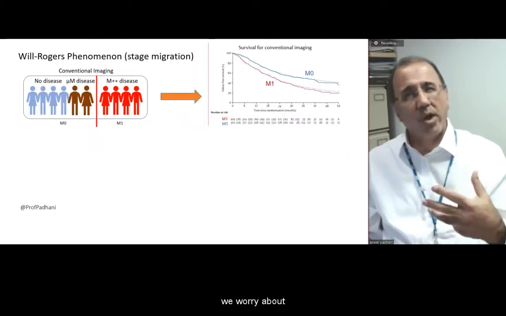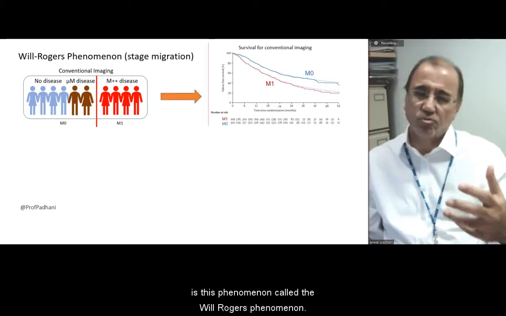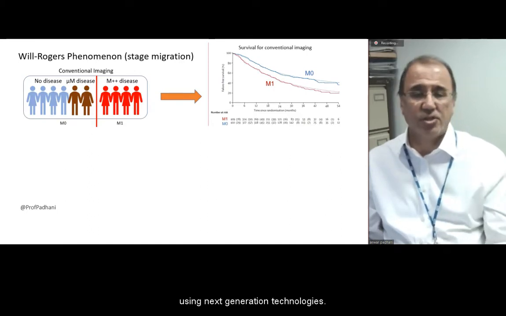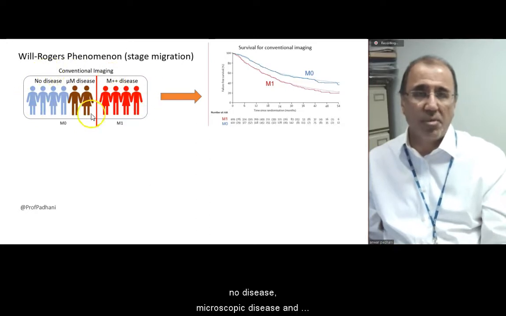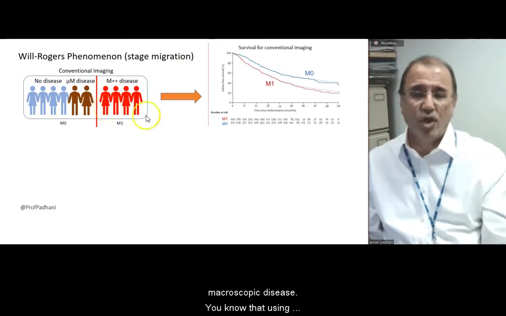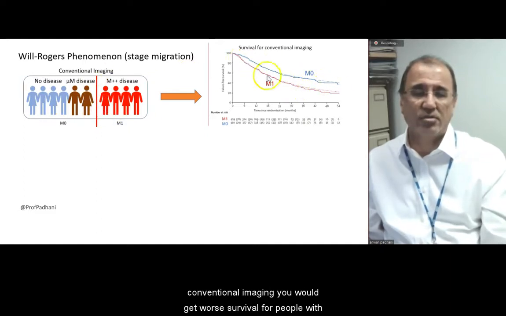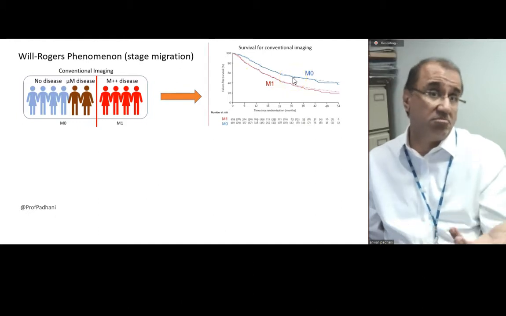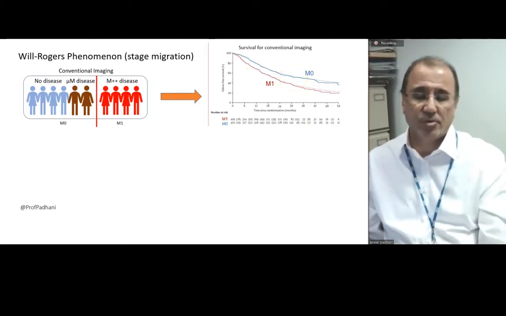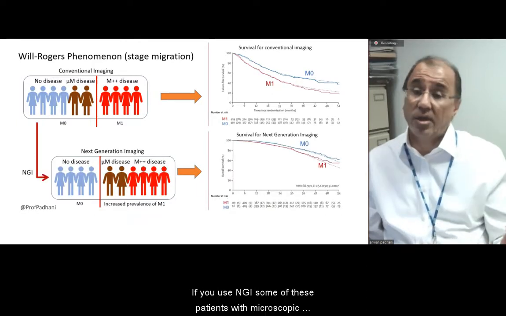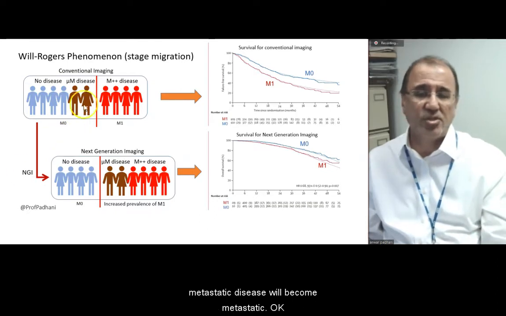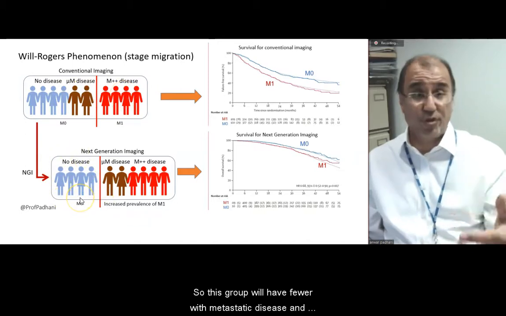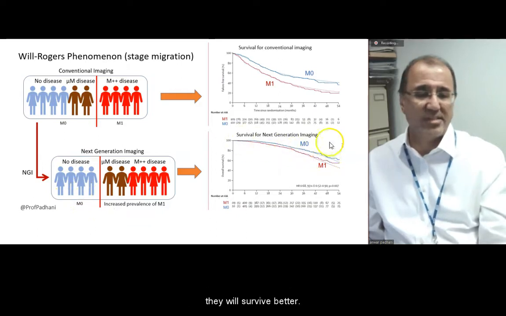Now, one of the things that we worry about is this phenomenon called the Will Rogers phenomenon. We are reclassifying patients using next generation technologies. So let's say you have a population where people have no disease, microscopic disease and macroscopic disease. You know that by using conventional imaging you would get worse survival for people with metastatic disease and better survival for people with non-detected disease. Okay. Now, what happens if you use next generation imaging? Well, if you use next generation imaging, some of these patients with microscopic metastatic disease will become metastatic. Okay. So these people will have fewer metastatic disease, so they will survive better, you see.